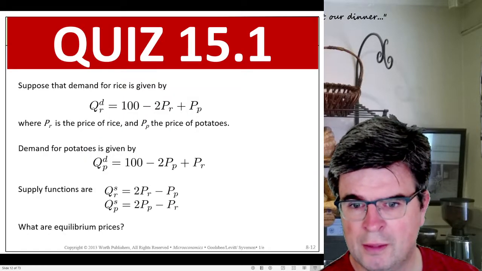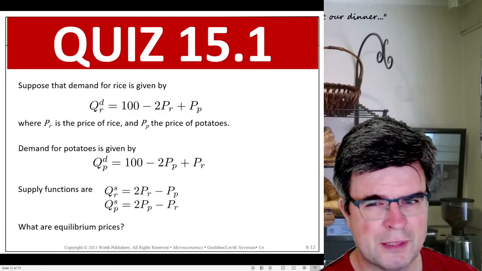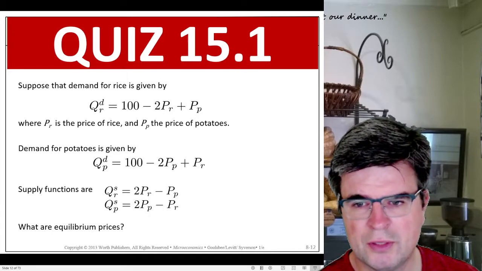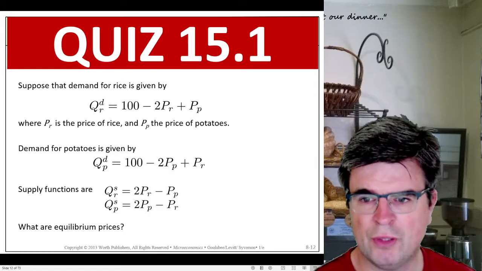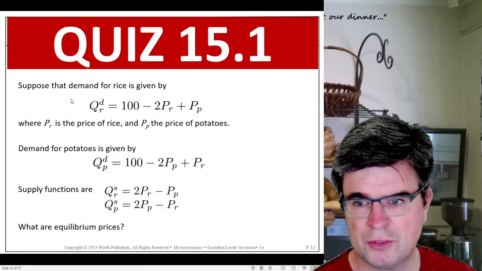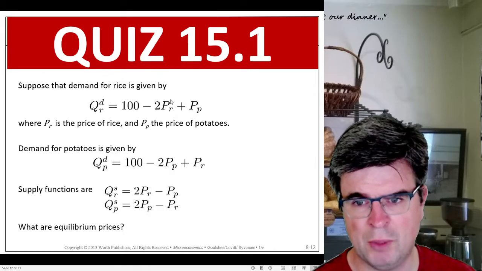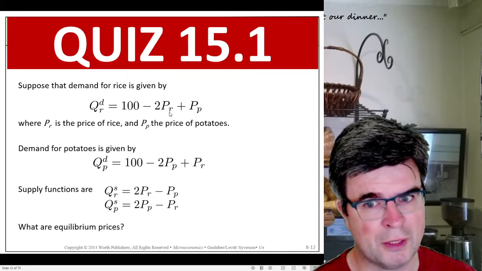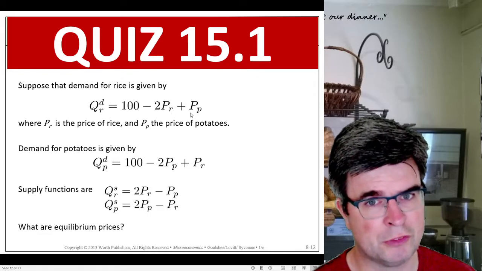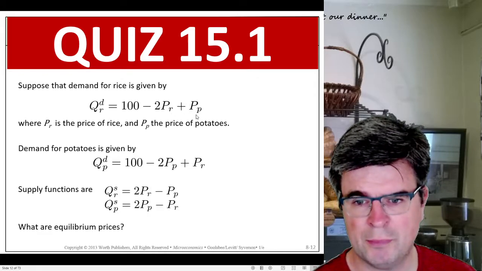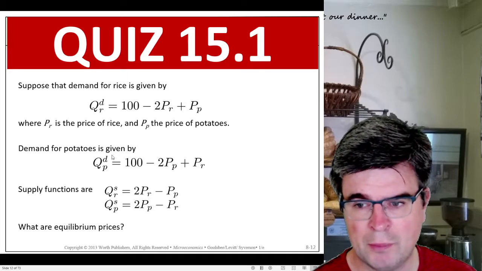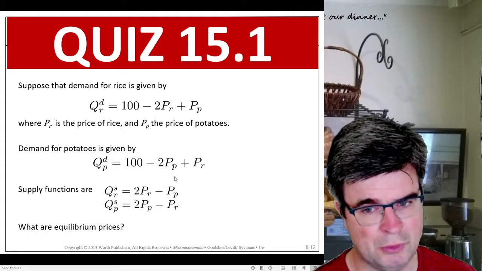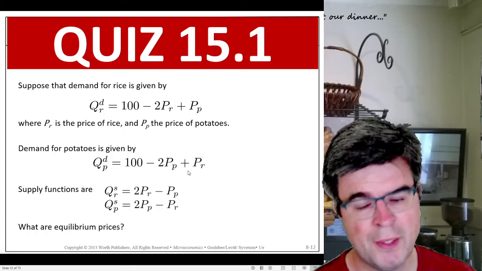And as you will see, it's very similar to the example, but it's a little bit more intricate here because we have, again, two markets. So we have the market for rice. The demand for rice, again, is not only dependent on the price of rice, but also on the price of potatoes, which is the second market that we consider. And likewise, the demand for potatoes is not only dependent on the price of potatoes, but dependent on the price of rice as well.